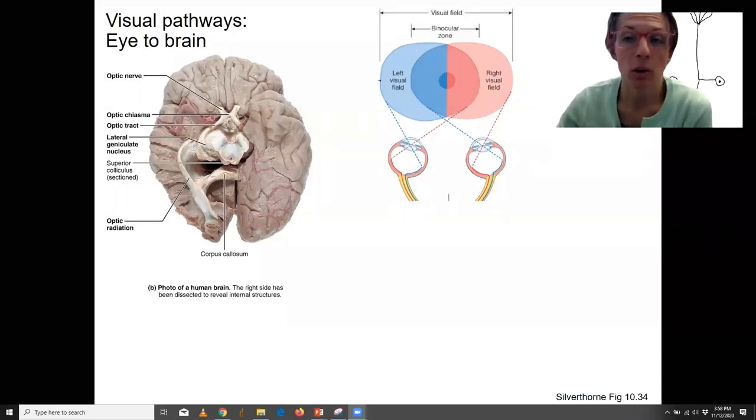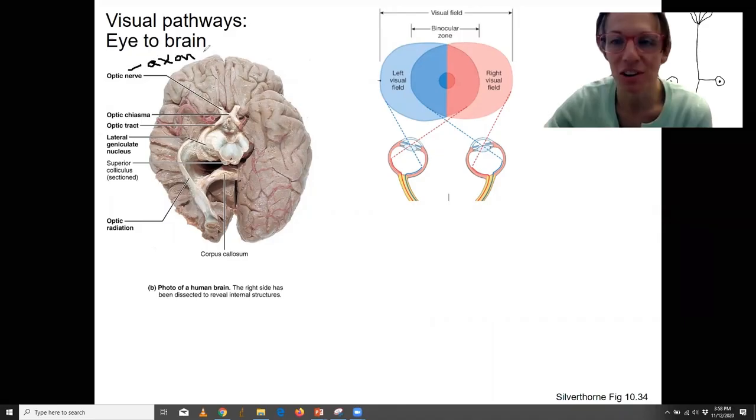Believe it or not, you already know a lot about the pathway that goes from the eye to the brain. So the optic nerve, what is that? That's the axons of our ganglion cells, right? So those are receiving information from the bipolar cells, which are receiving information from the photoreceptors that transduce that light.